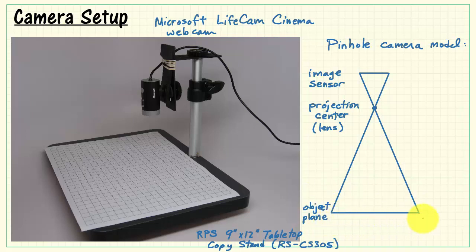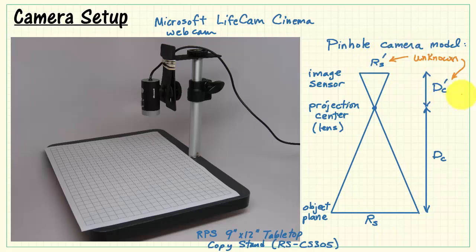Now the pinhole camera model allows us to work with the object plane spatial resolution, the image sensor spatial resolution, I'll call that RS prime, and then we have the distance from the projection center down to the object, the distance from the projection center up to the image sensor, and I should point out that both those values are unknown. The projection center, however, is not the only way to measure distance from the object.